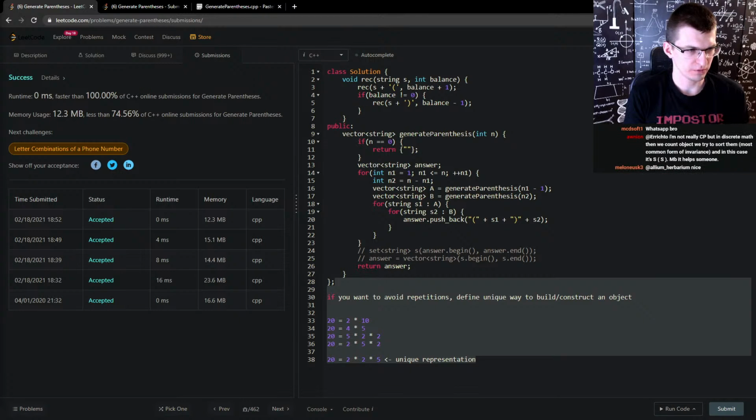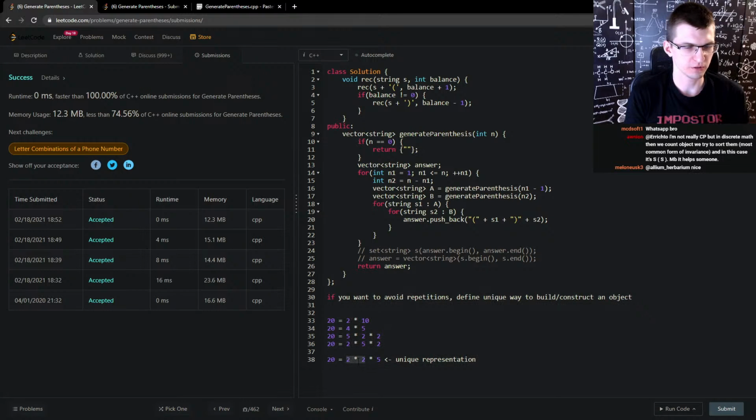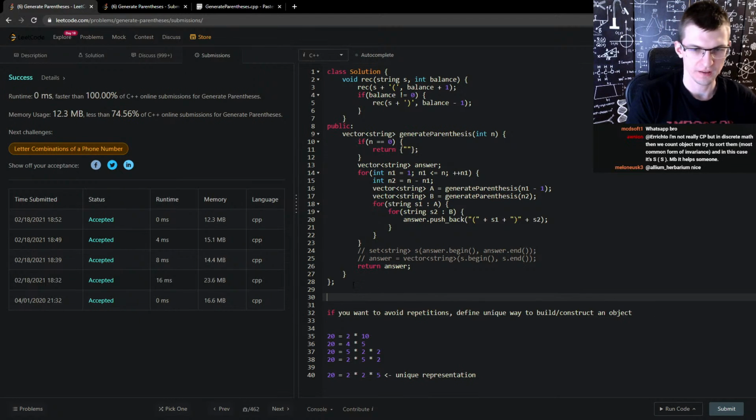Will you not double count if you swapped the 2's? I mean, you would get the same thing, so no. Consider this.